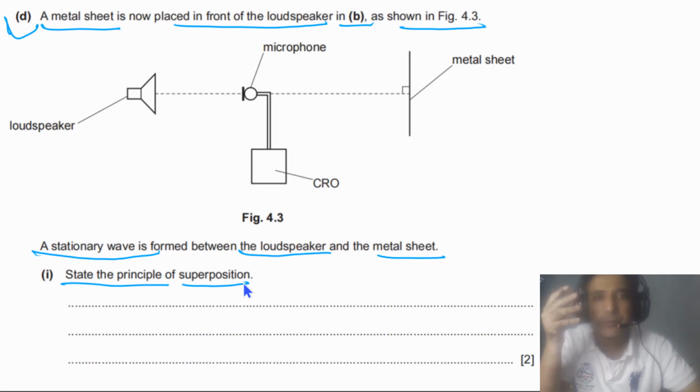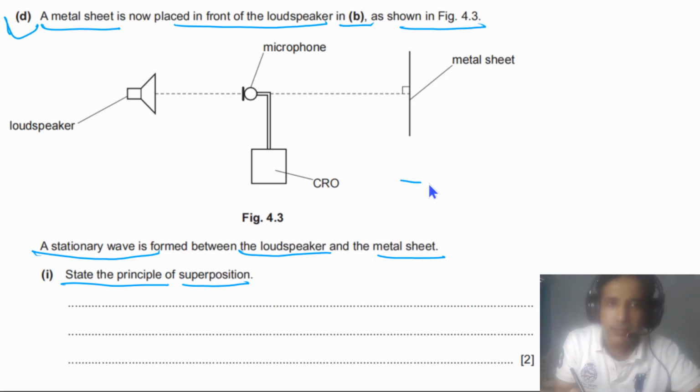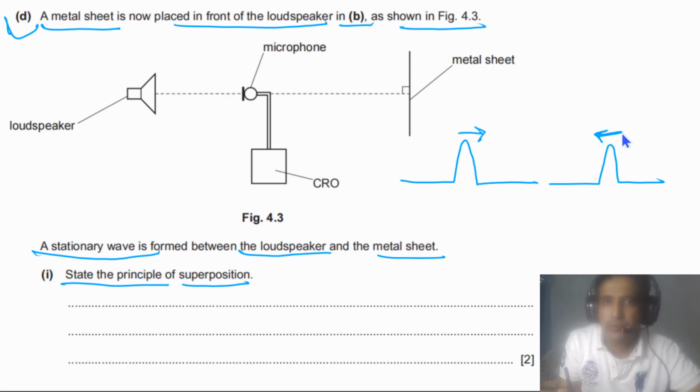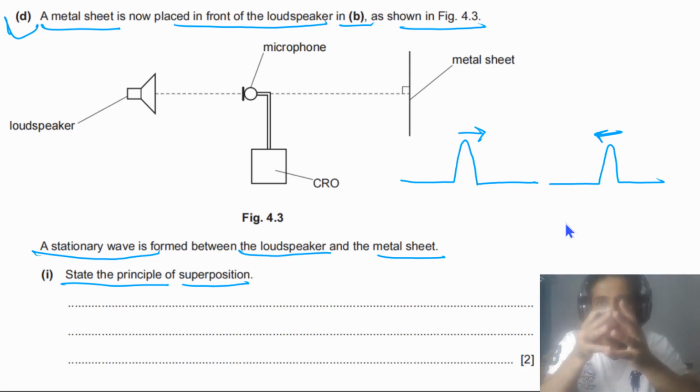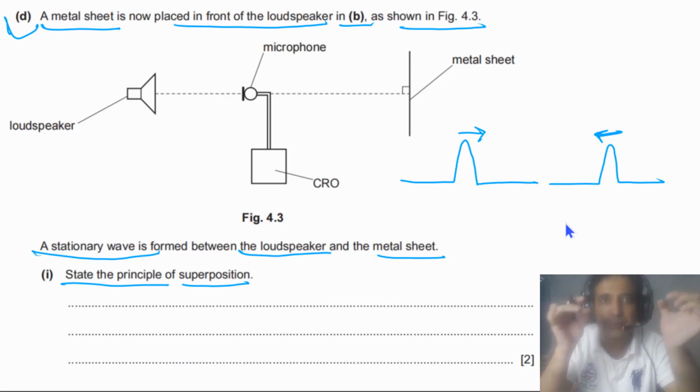Principle of superposition simply tells us when two waves meet, imagine that we have one pulse and another pulse coming from the other side. Let's say this one is moving to the right and this pulse is moving to the left. Principle of superposition simply tells us how we will find the resultant displacement when these two waves meet. So this is what we call principle of superposition.